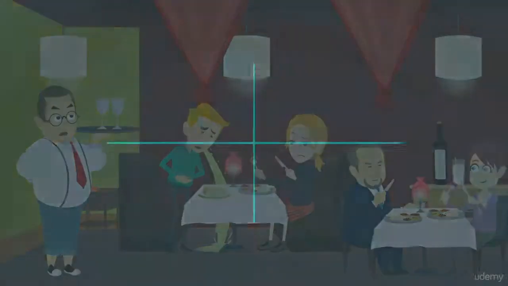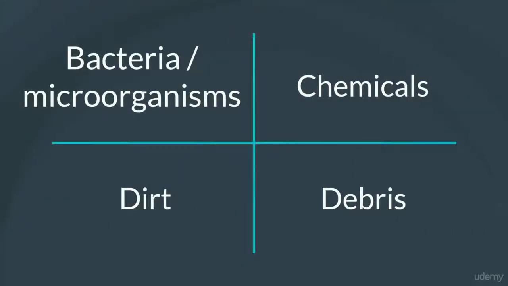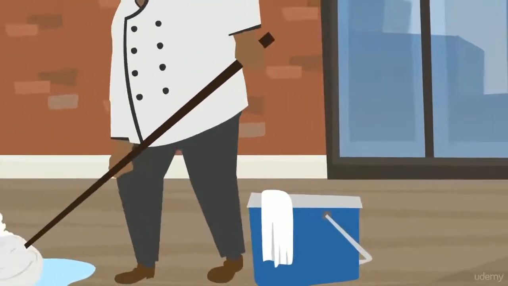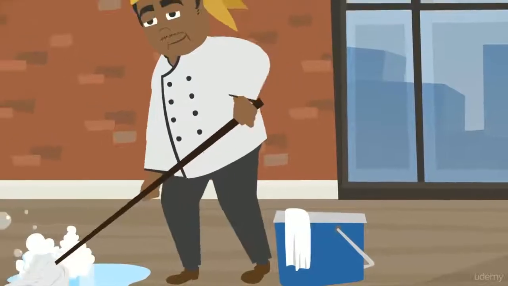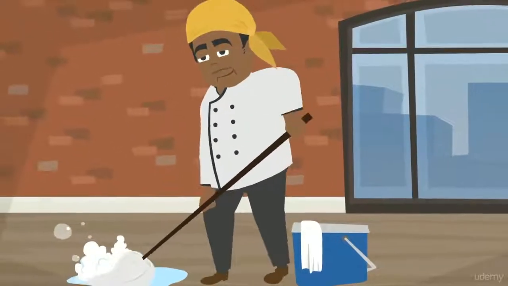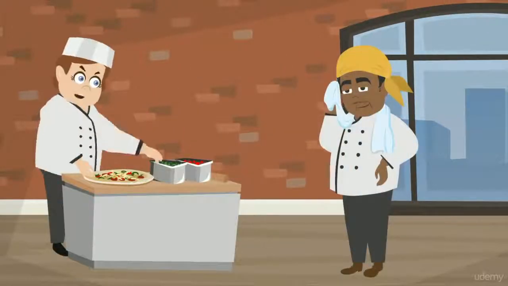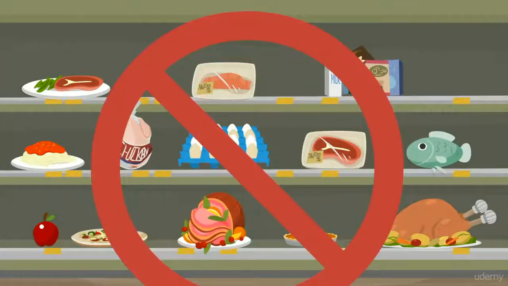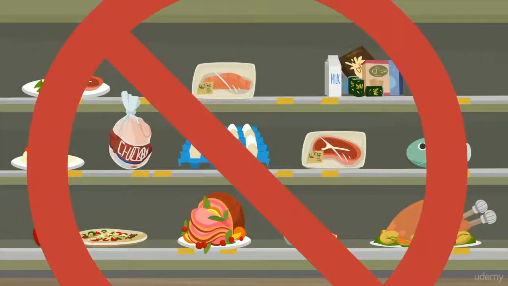Cross-contamination can occur with bacteria or other microorganisms, chemicals, dirt, and debris. Side towels are an especially common source of cross-contamination. If a cook uses a side towel to wipe a spill off the floor, then uses the same side towel to dry his hands after visiting the restroom, he has recontaminated his hands with whatever bacteria or dirt was on the floor. Cross-contamination also occurs when raw foods come in contact with cooked foods.